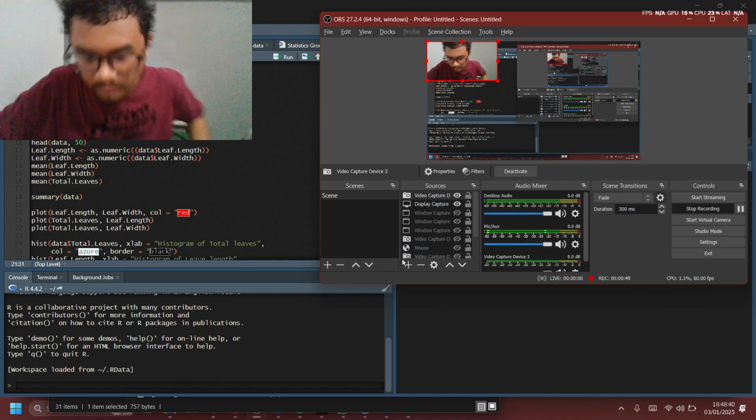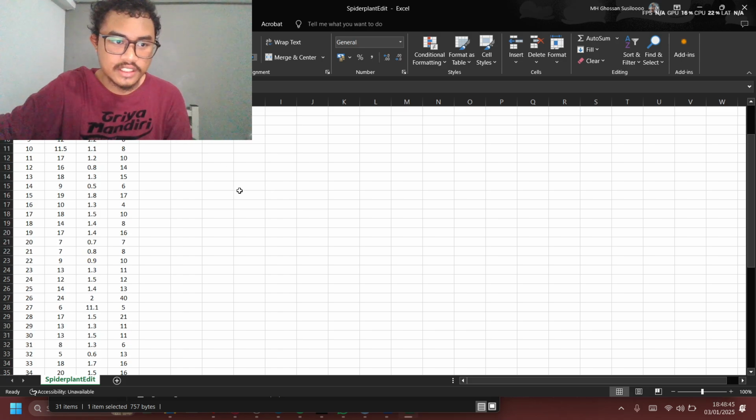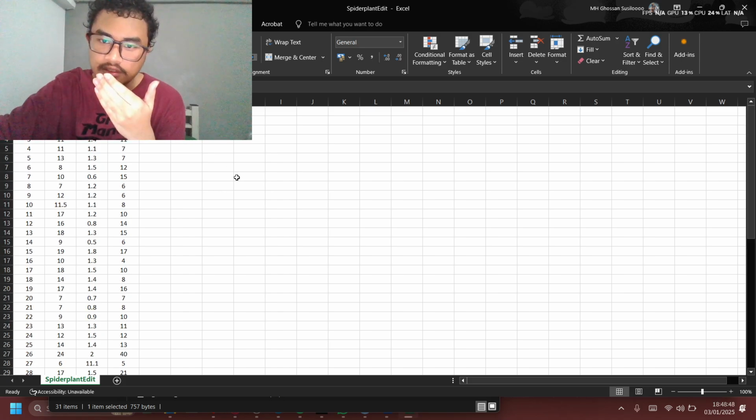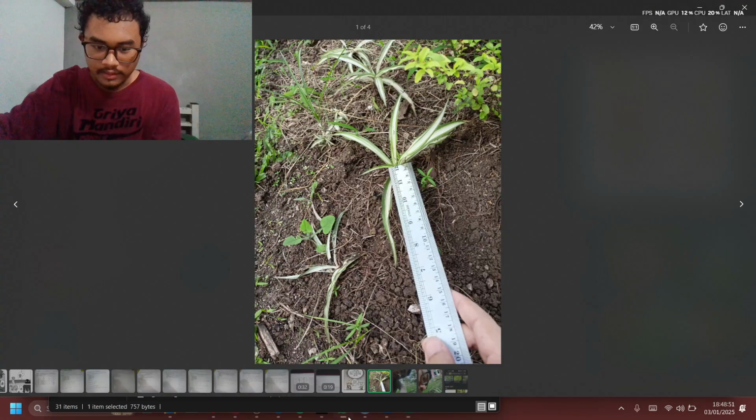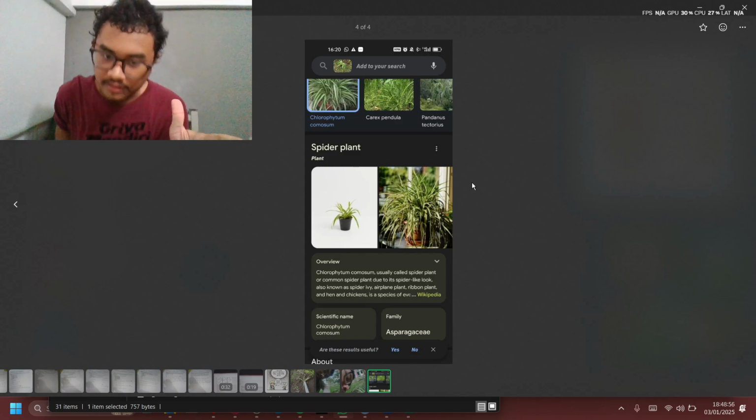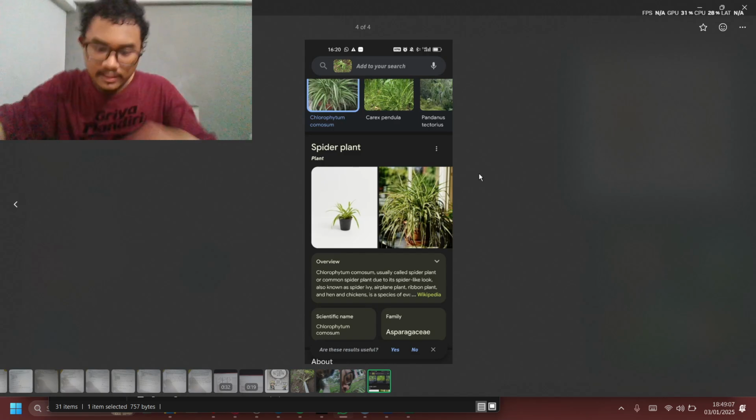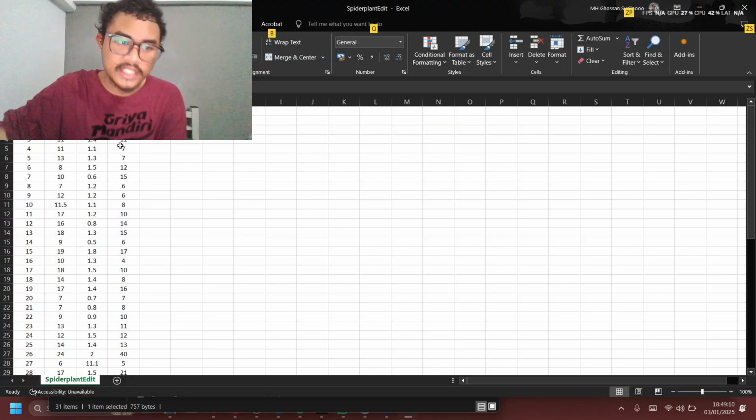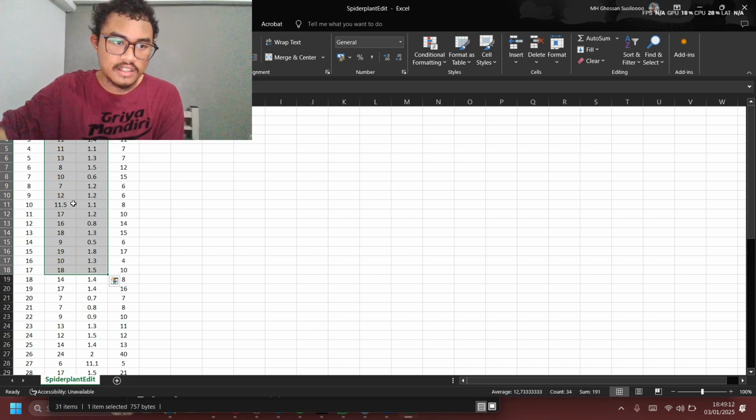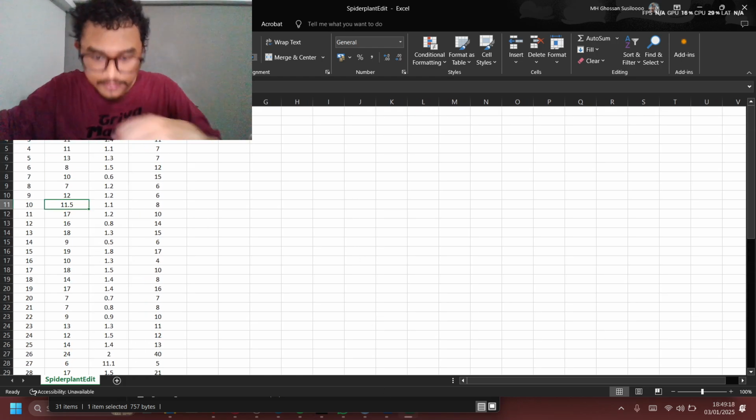Now, let's see the data first. When I looked at the spider plant, three things came to my mind. This is the spider plant. When I see this thing, the first thing that came to mind was just how many leaves there are. Obviously, things like length and width are secondary, but of course, I counted them too. So my data set consists of three dimensions, which are the leaf length, the leaf width, and the total amount of leaves each plant has.